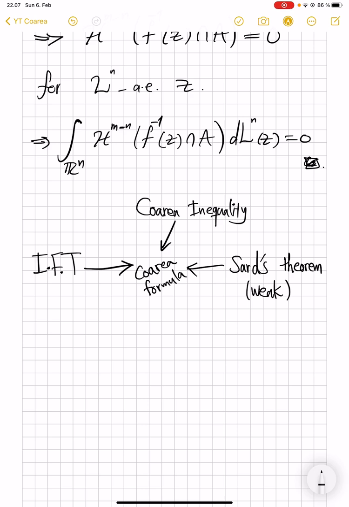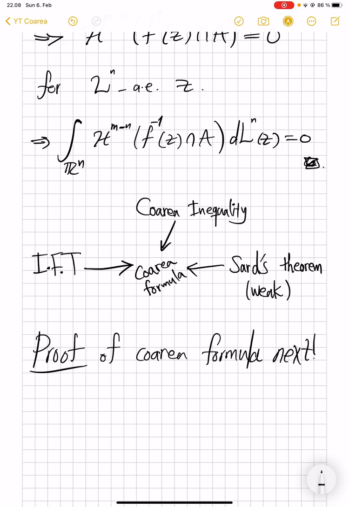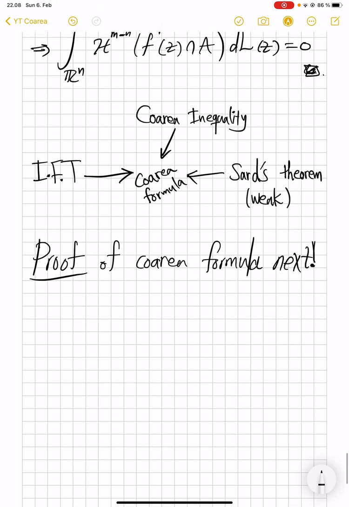Okay, I will explain this proof in the next video, where I bring together all of these ingredients that we have discussed separately.